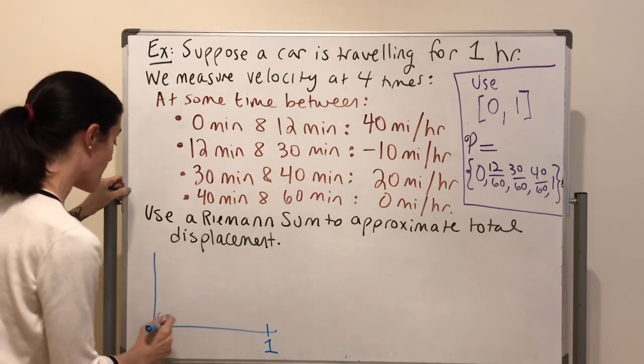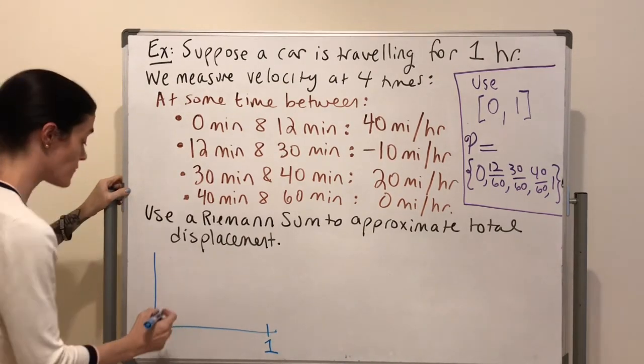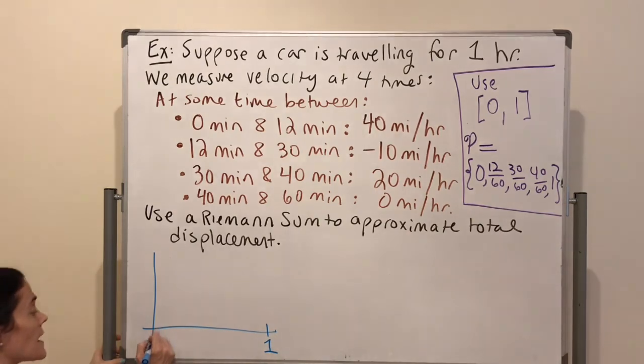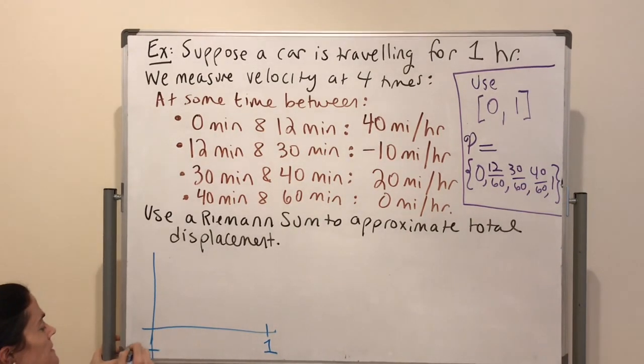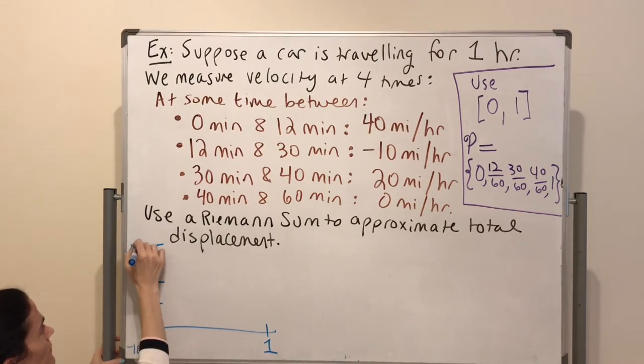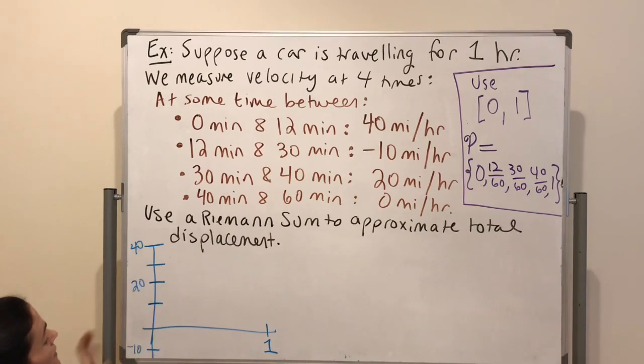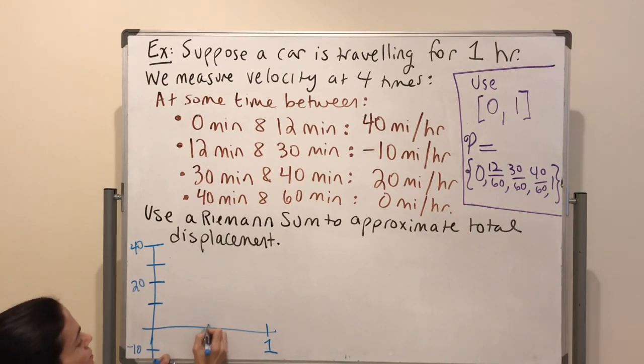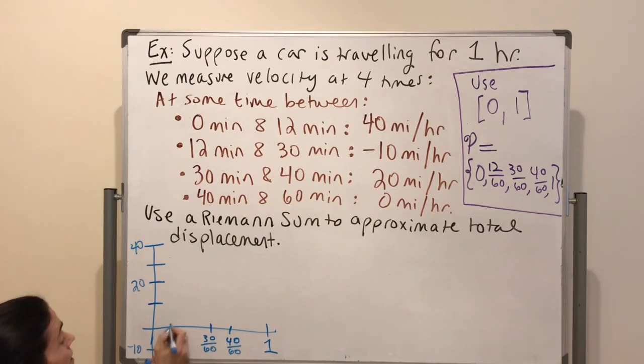Well, the maximum height that we see is 40, but then I need to go down to minus 10, and then this would be 10, 20, 30, 40, and then we have 20. Okay, so here's some different heights. And then my partition, 30 over 60 is here, it's a half. Then I have 40 over 60. And then I have, maybe here would be 12 over 60.